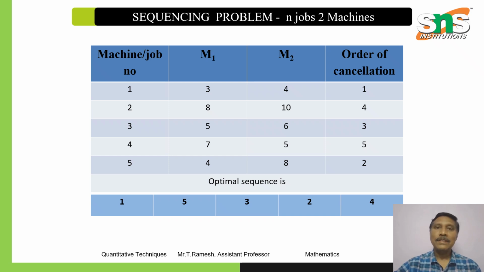Next, what is the processing time of M1 and M2? Then we find the total elapsed time, and in this time duration, what is the idle time of machine 1 and machine 2.